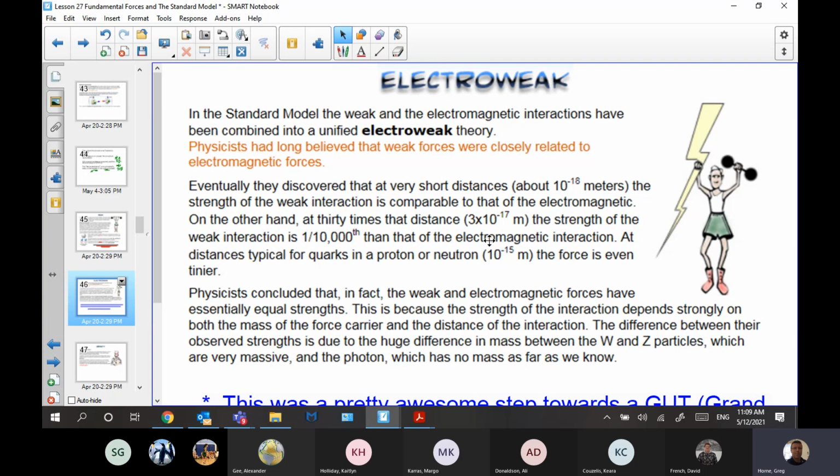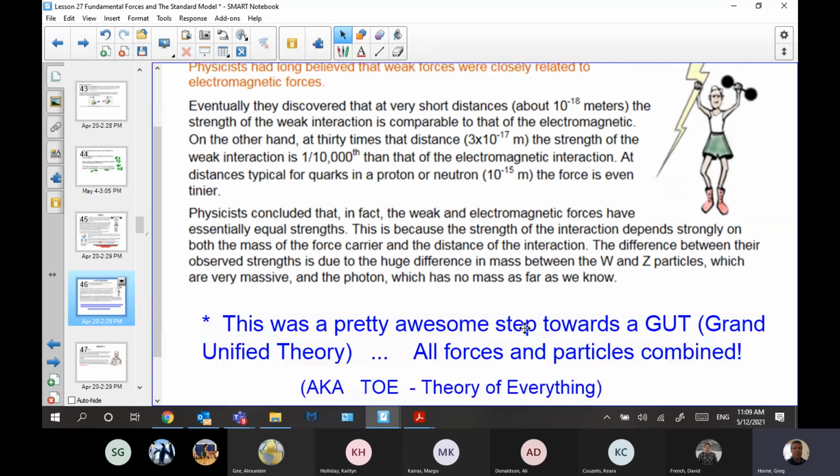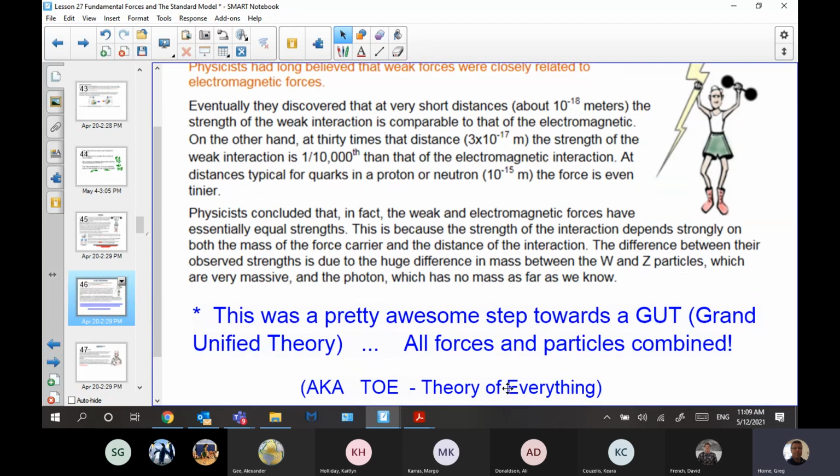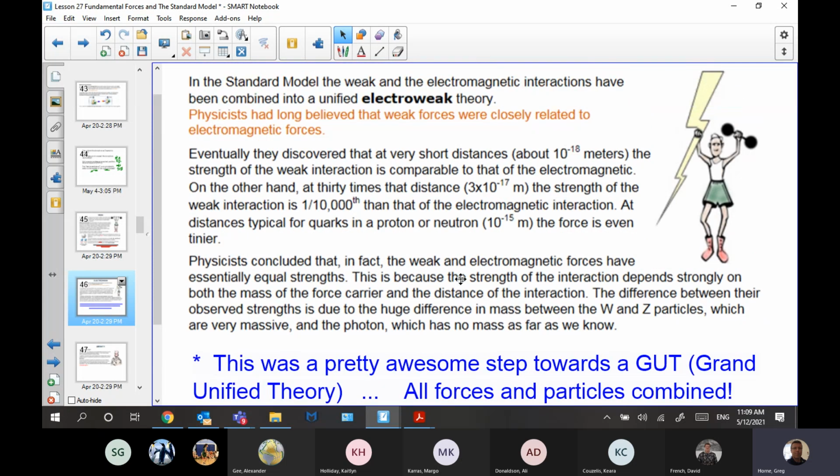With electroweak theory, people managed to put together a combined theory for electromagnetism and the weak nuclear interaction, which is a pretty awesome step toward that grand unified theory I was talking about, the theory of everything, where we want to combine all four forces. They originally combined electricity and magnetism, when Oersted discovered it and realized they're part and parcel, right?